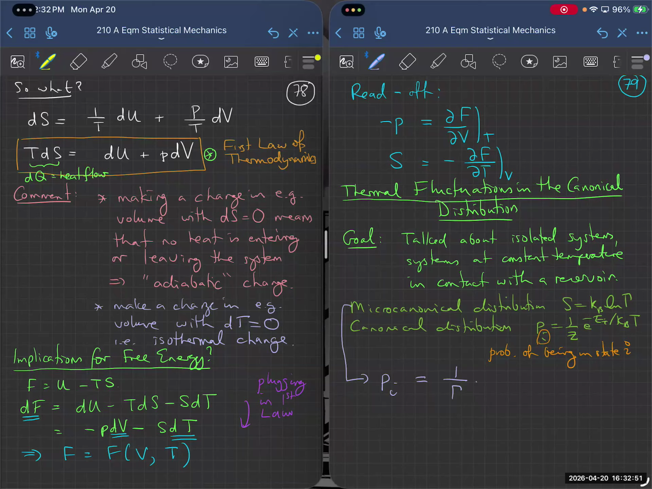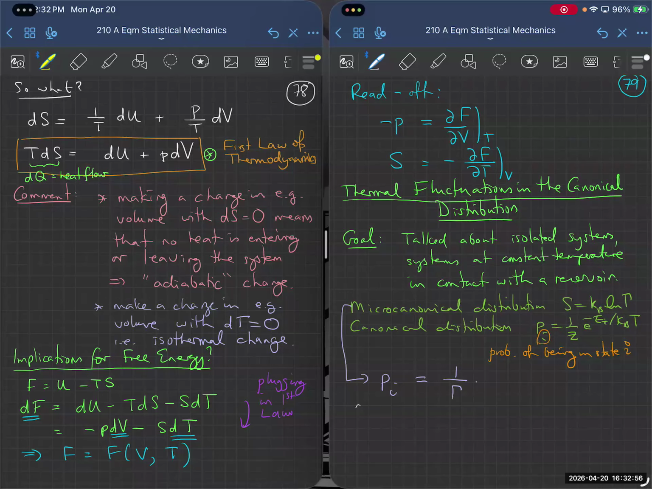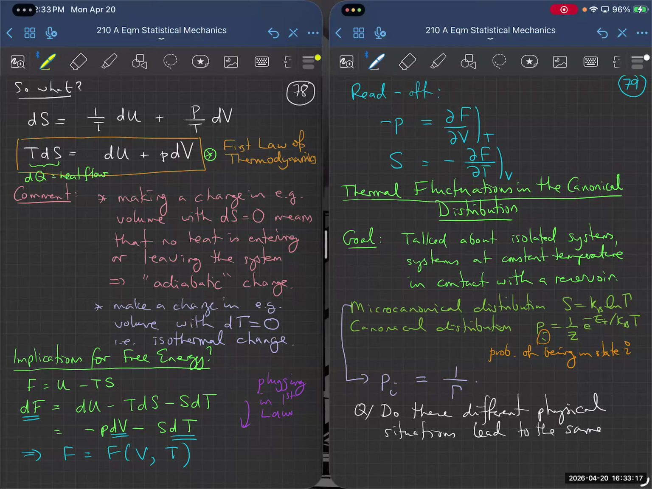And the question that we should now try to figure out is, do these things give the same result? Do these different physical situations lead to the same physics? So perfectly good question. And the usual context that this is answered in is in the context of fluids.